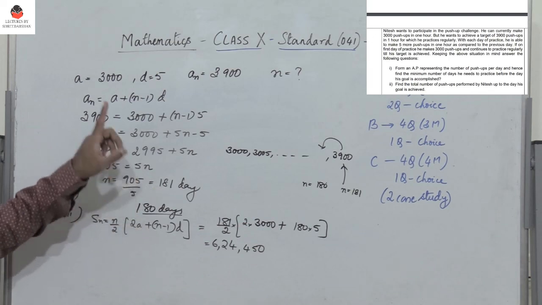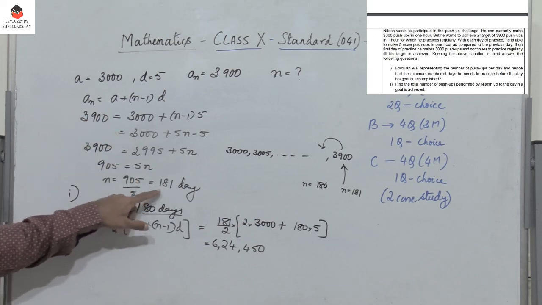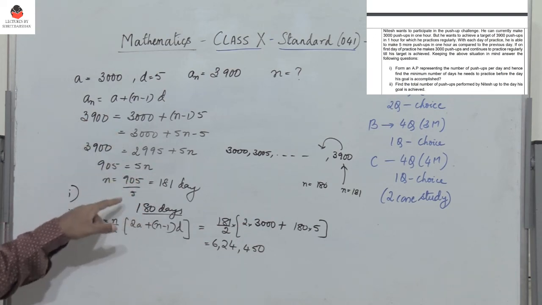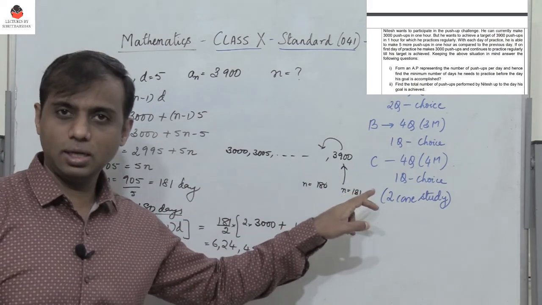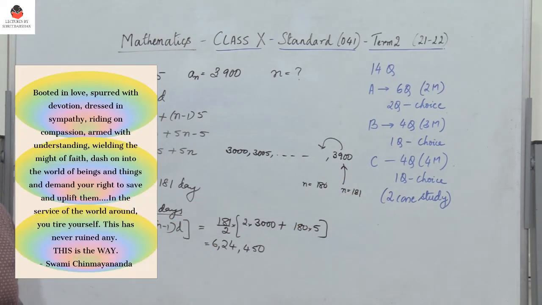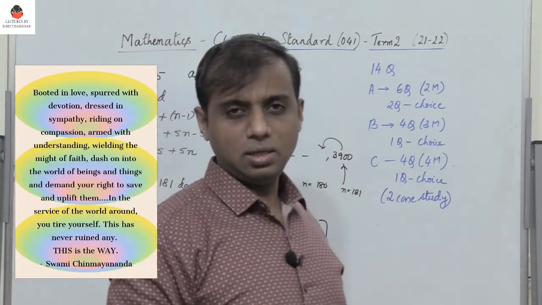So very simple problem here. Only thing is you have to read the question carefully, because what has been asked is one day before he reaches 3900, which is going to be 180 days. So this completes the entire standard paper.